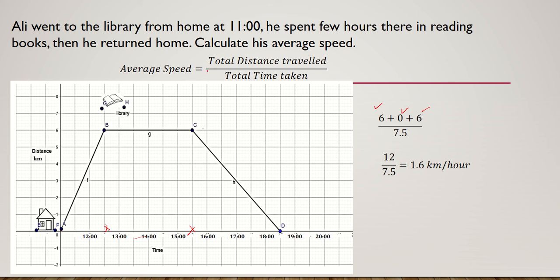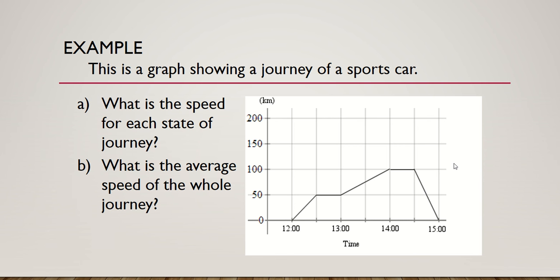The formula for average speed is total distance traveled divided by total time taken. So the total distance is 6 kilometer going to the library, 6 kilometer coming back, and the total time is from 11 o'clock till 18:30, which is 7.5 hours, and the average speed is 1.6 kilometer per hour.